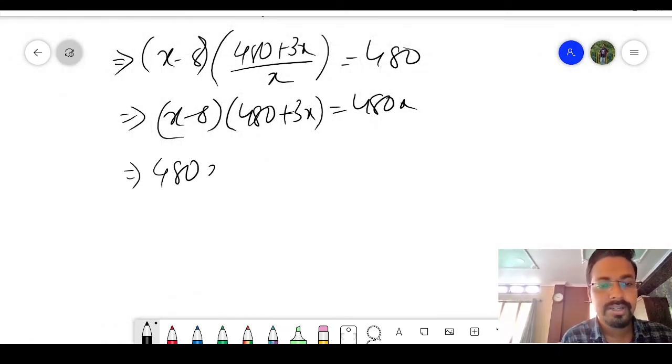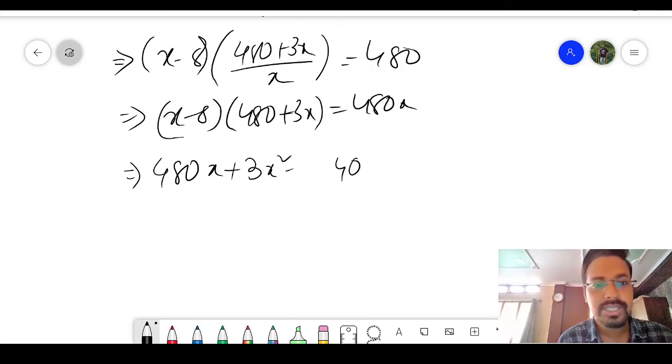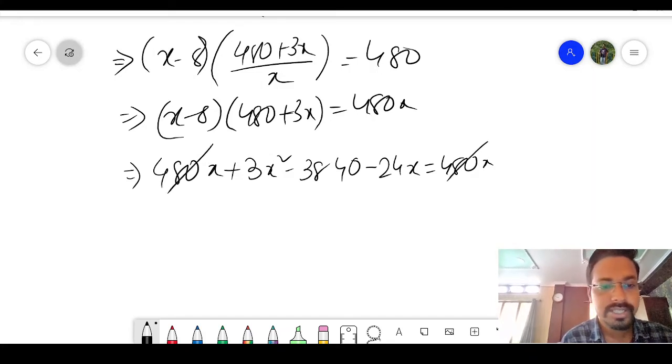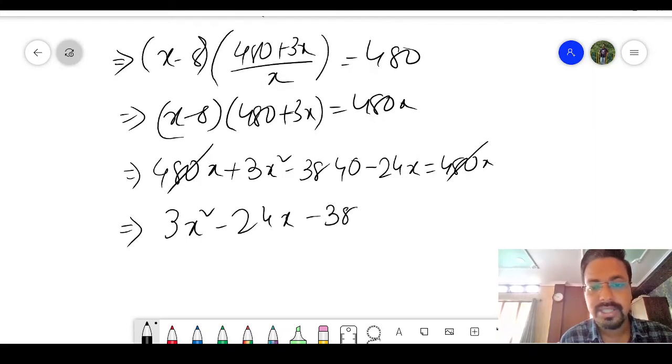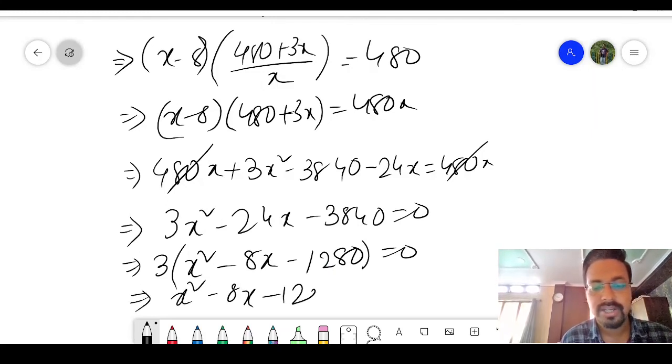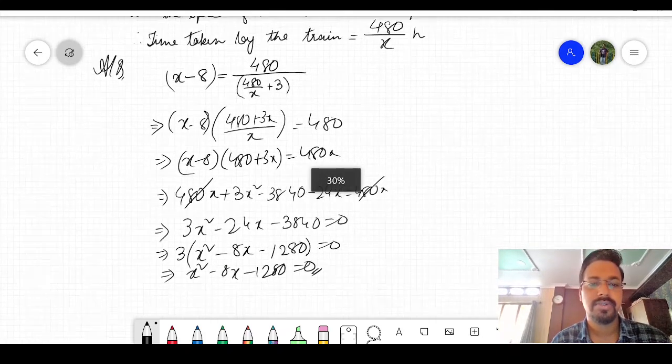So if we break the bracket, 480x plus 3x square minus 3840 minus 24x is equal to 480x. So 480x here and 480x here will cancel. We have 3x square minus 24x minus 3840 equal to 0. From here you can take 3 common. I will have x square minus 8x minus 1280 equal to 0. So it is x square minus 8x minus 1280 equal to 0, and this is the required quadratic equation.